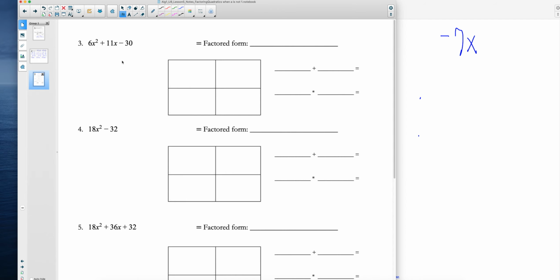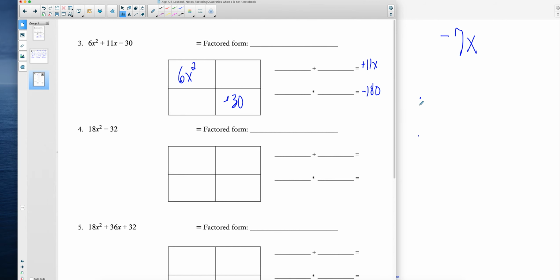All right, so back at it. When we look at this, there was no GCF, so we can drop right into our work here. So 6x squared and minus 30. That gives us a times c of negative 180. You can see that's a large number. And we have to add to our b term, which is 11x.